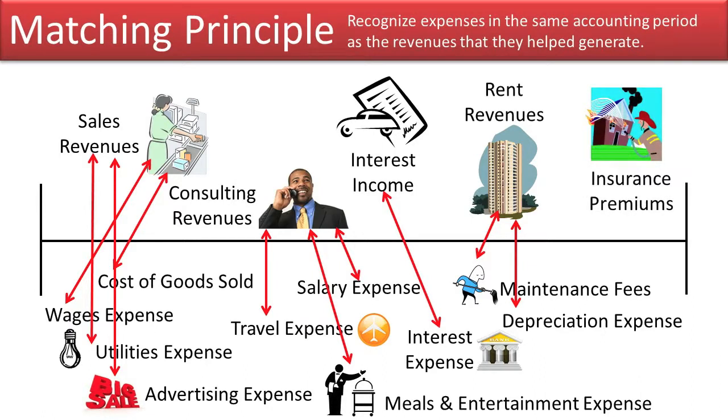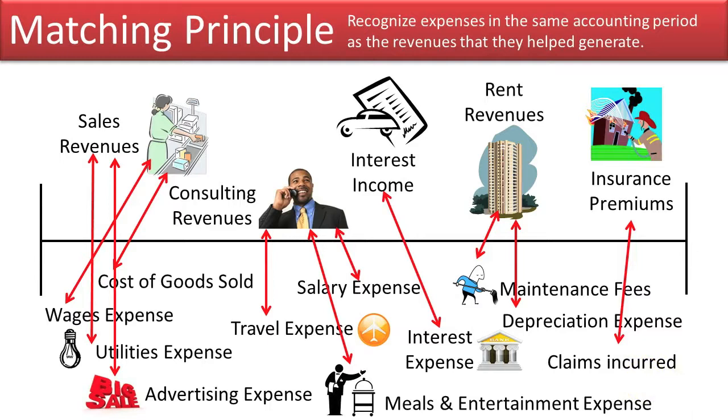Insurance premiums for an insurance company. Some of the key expenses for an insurance company are the claims incurred and the benefits provided. So if they have to pay to rebuild someone's home because it burned down in a fire, that would be an expense called claims incurred.